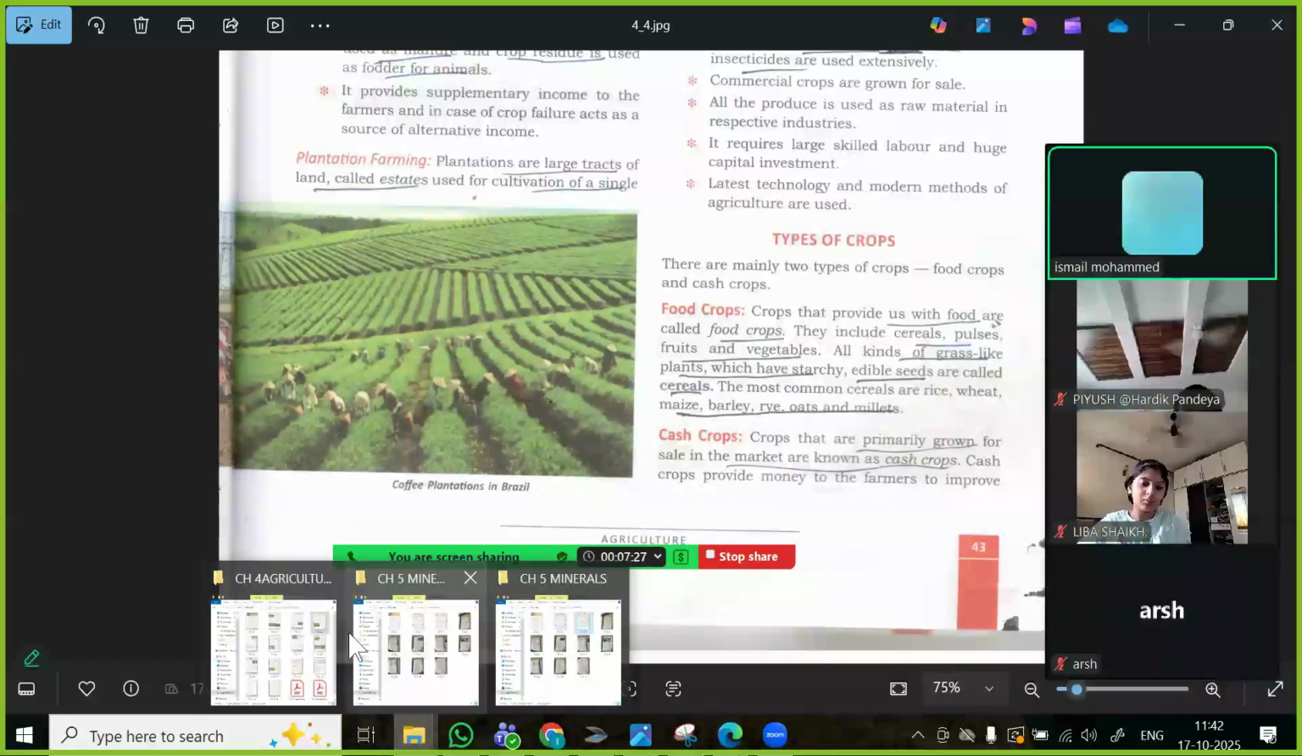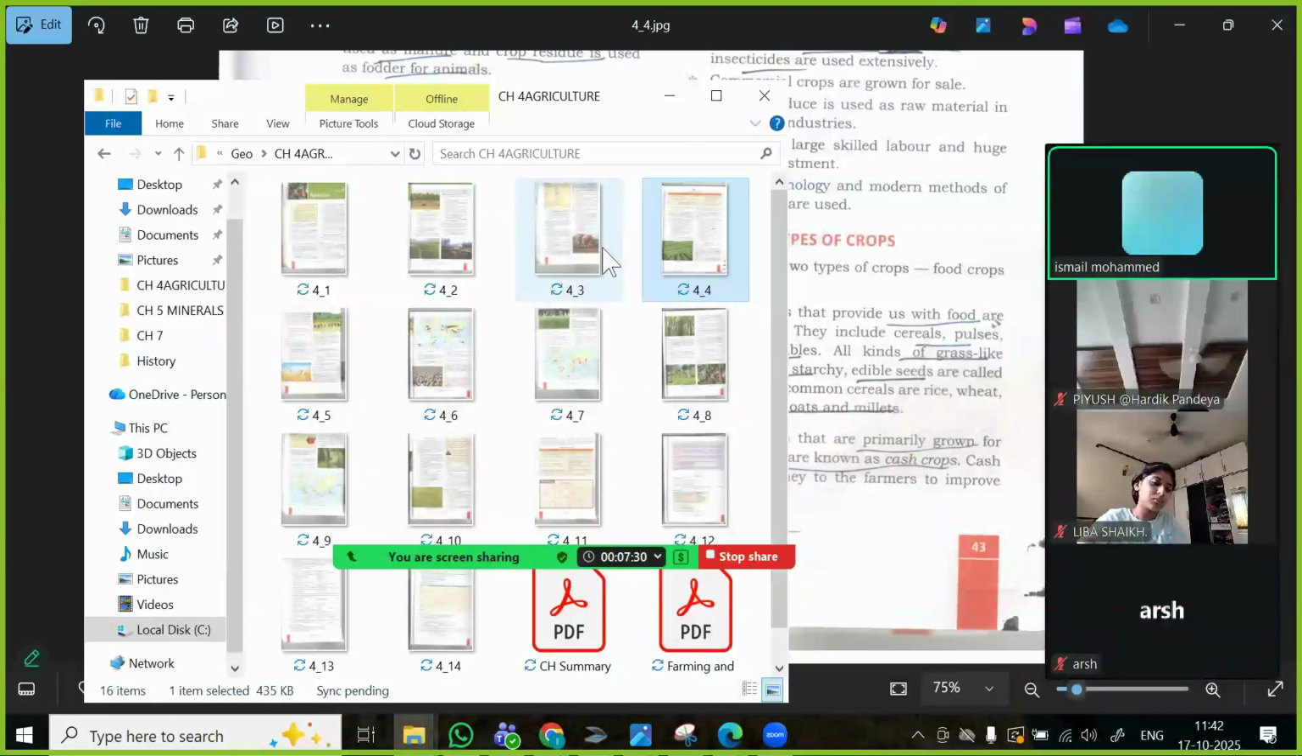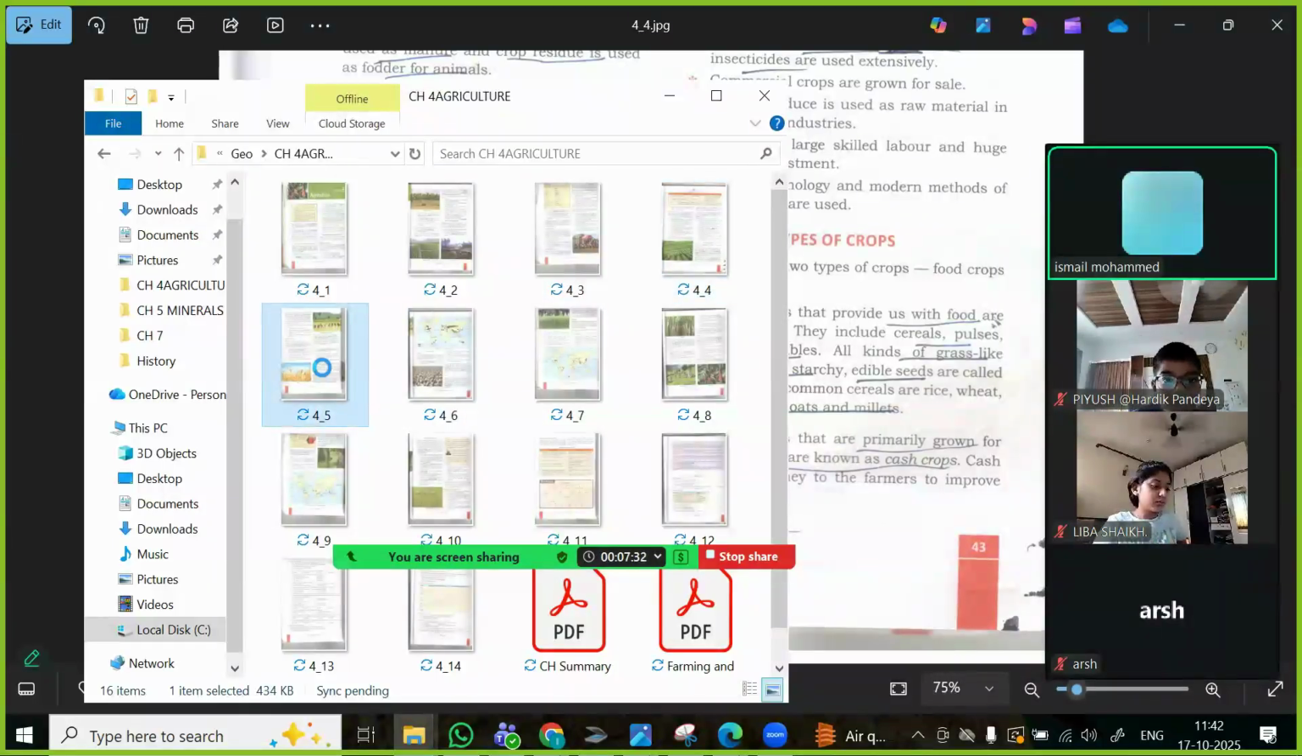So we go to the next page. This is page 4, I guess. So we go to page 5.